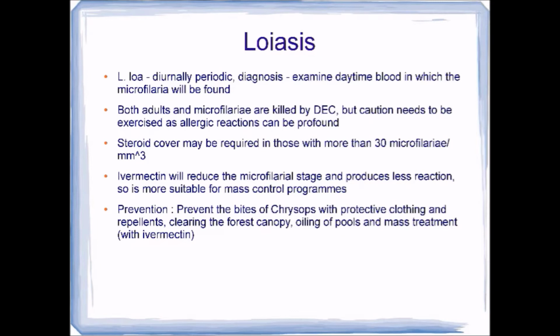Ivermectin will reduce the microfilarial stage and produces less reaction, so is more suitable for mass control programs. The main preventive action is against the bites of Chrysops, with protective clothing and repellents. Clearing the forest canopy, oiling of pools and mass treatment with ivermectin are essential too.